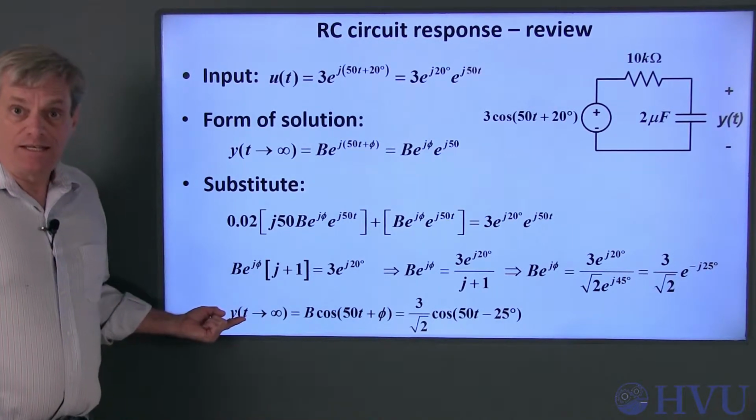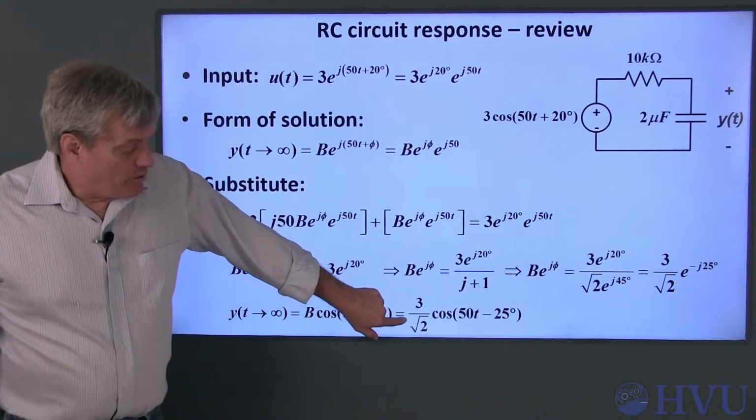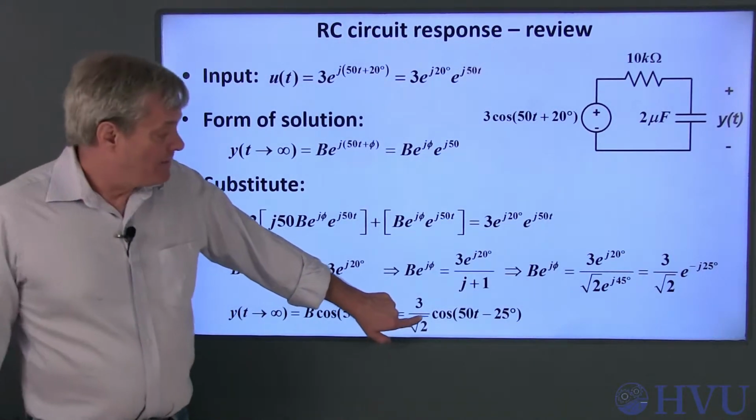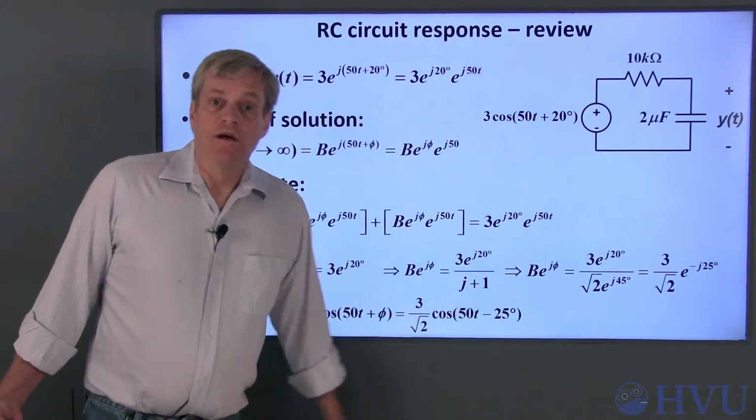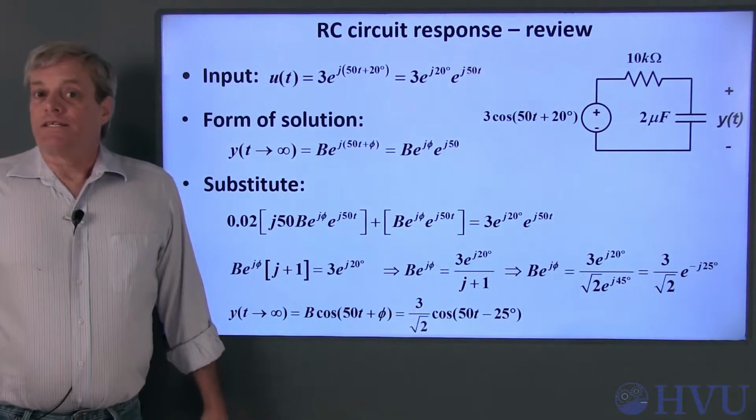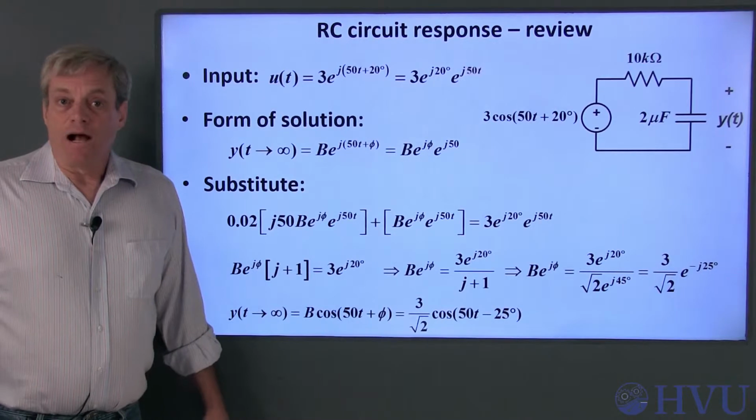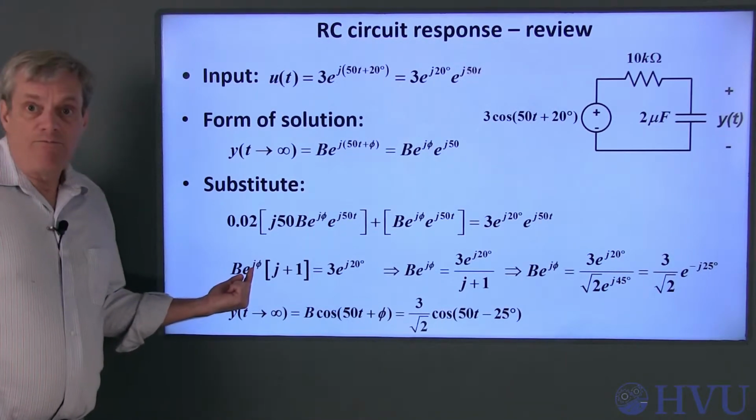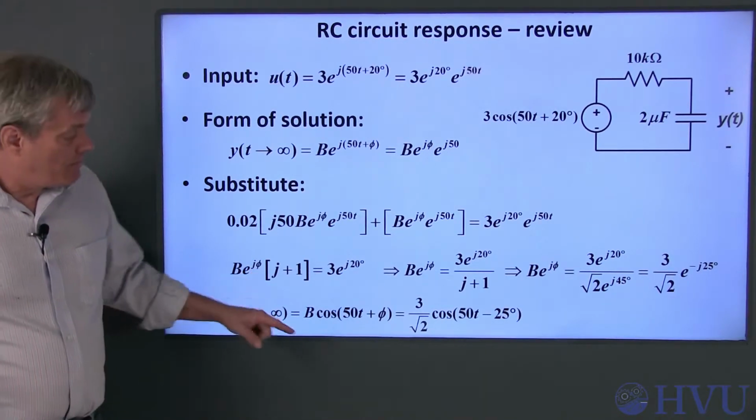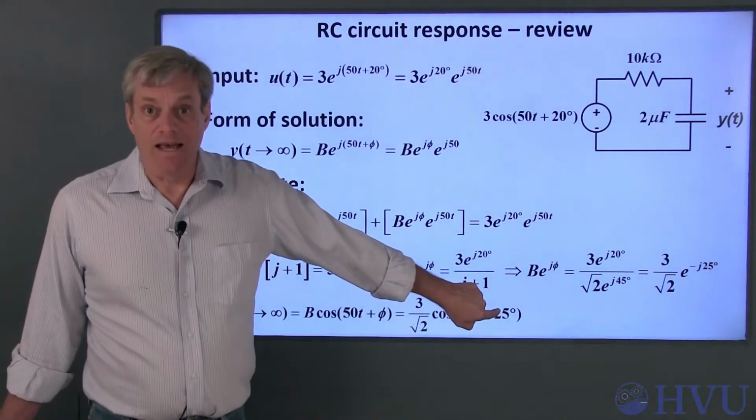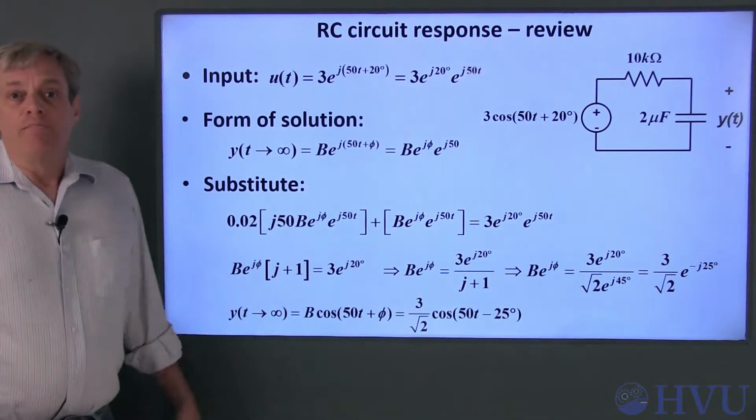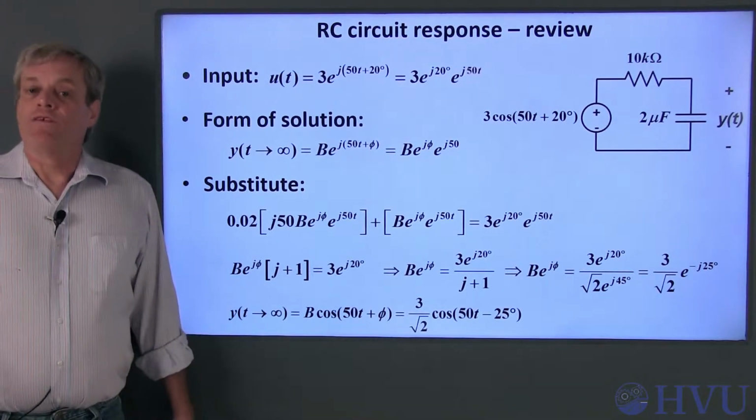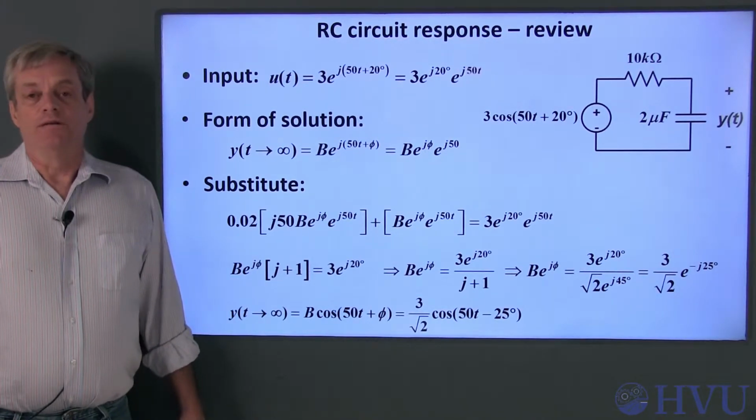Y of t as t goes to infinity is then 3 over root 2, the magnitude, times the cosine of 50t minus 25 degrees. Notice that I've already snuck phasors into the solution of this problem. b times e to the j phi is a complex number that provides the magnitude and phase angle of a sinusoidal signal. So this is a phasor. But now let's revisit the problem with the phasors explicitly included.